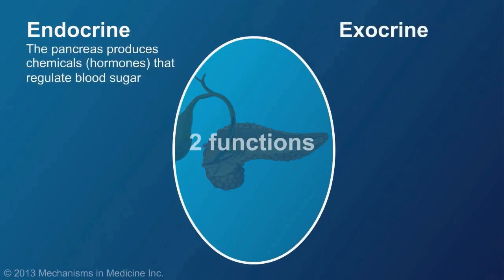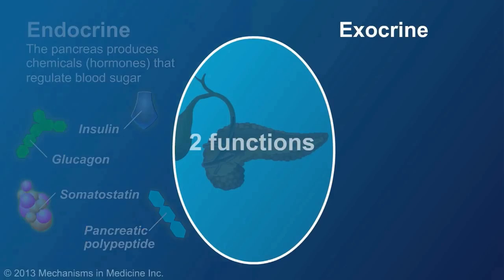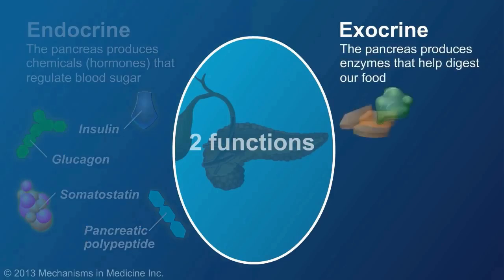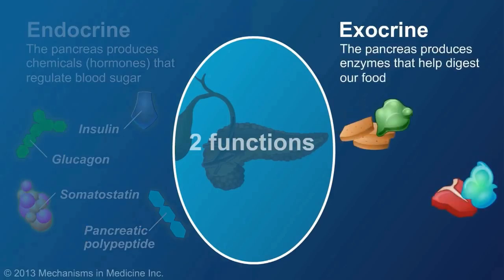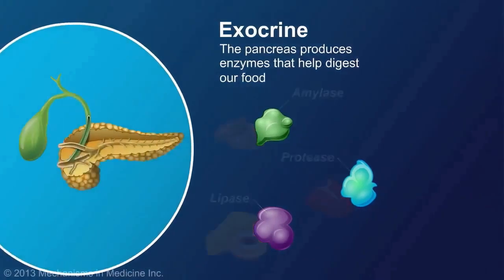Its endocrine function is to produce the chemicals or hormones that regulate blood sugar, such as insulin. Its exocrine function is to produce enzymes that help to digest food. Pancreatic amylase breaks down carbohydrates or starches into glucose. Proteases break down protein into amino acids, and lipases break down fats.